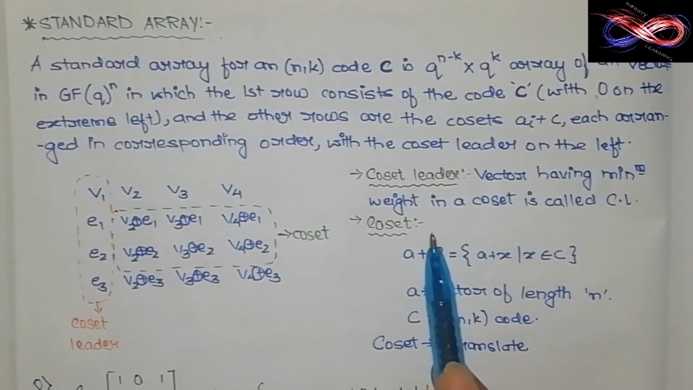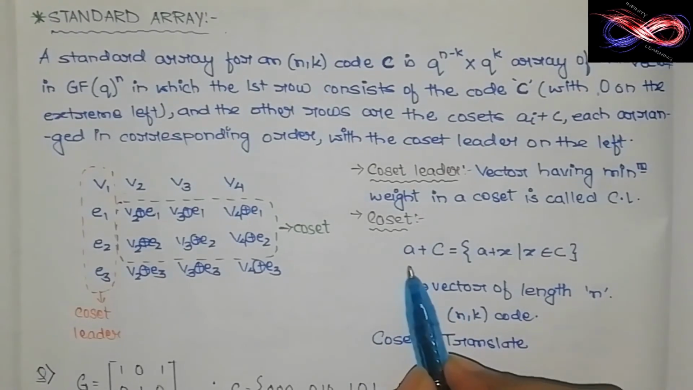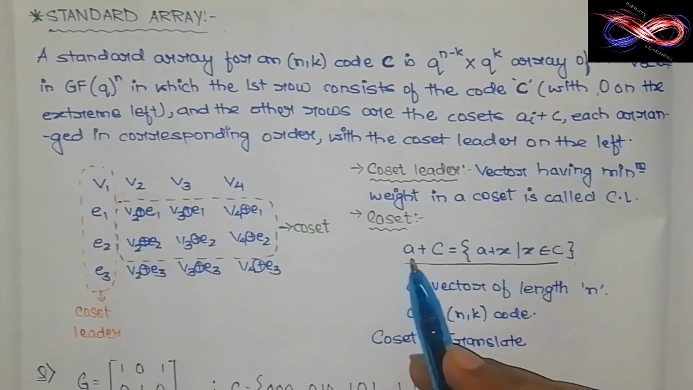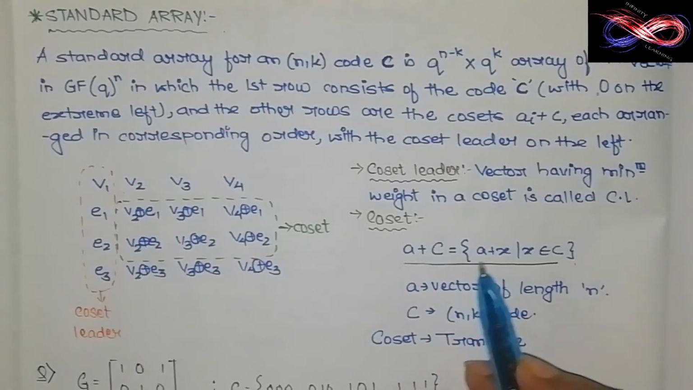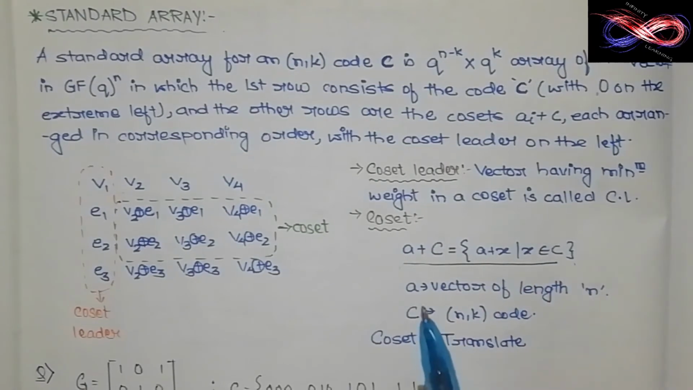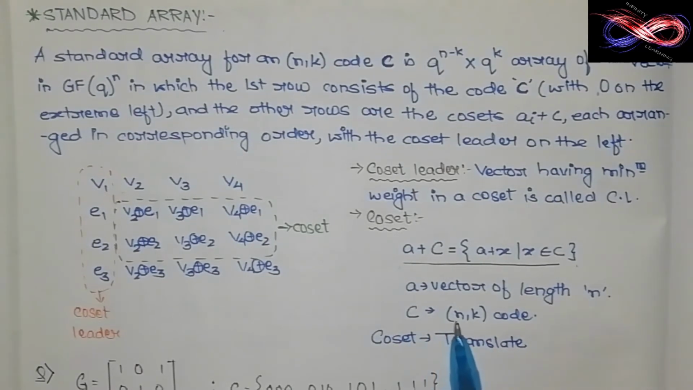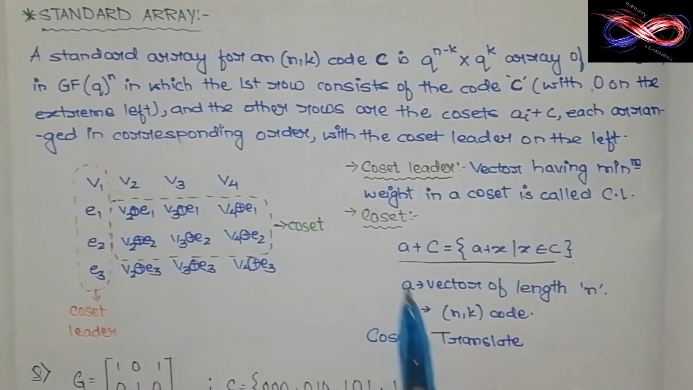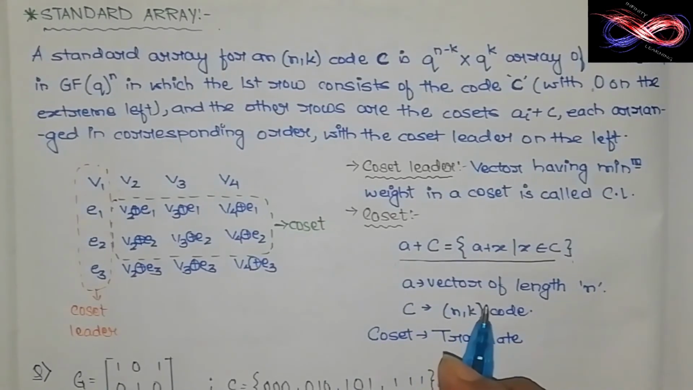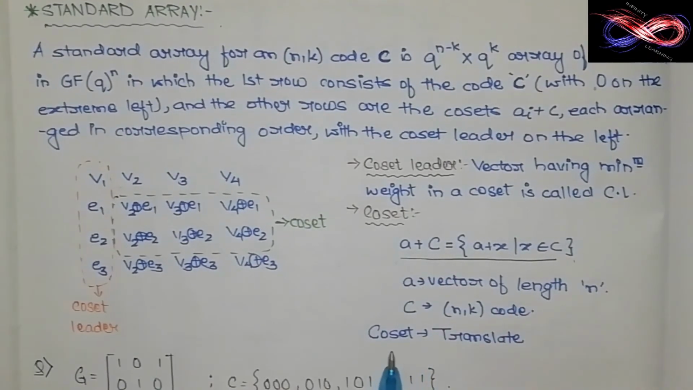Now the second term is coset. What is coset? You can relate it to the set theory part. There is a statement of set that A plus C is equal to the set of A plus X where X belongs to C, where A is any vector of length n, and C is a linear block code of n comma k. Coset is nothing but a space of some elements where the elements satisfy this condition, and we can also call coset a translate. Now this was all about the standard array.